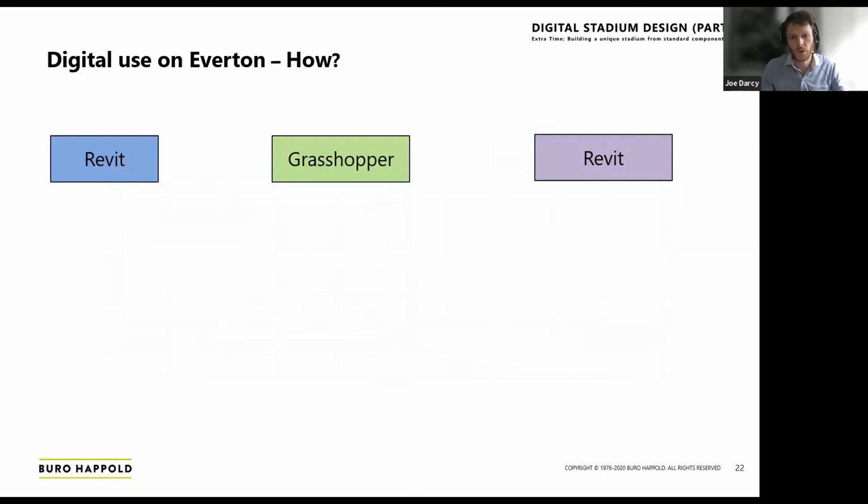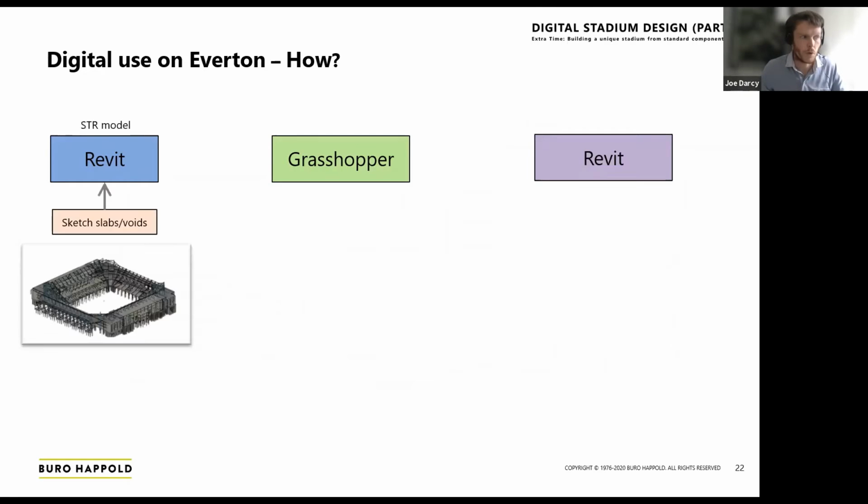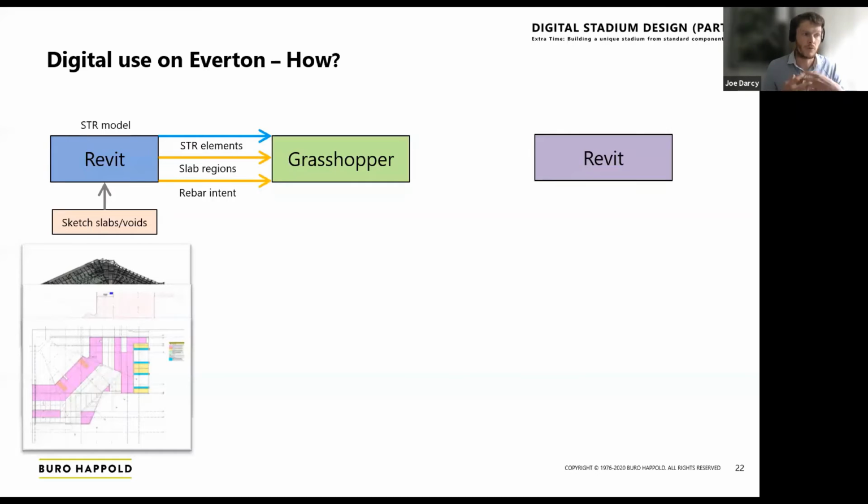On Everton, we looked to use our digital data, our computational expertise and methods to allow that process of adopting DFMA to be brought forward. So for that, we used our Revit model, our design intent, and extracted the information from that and pulled it across into Grasshopper, which is a visual-based scripting program within Rhino, an environment that can handle geometry and data very efficiently.